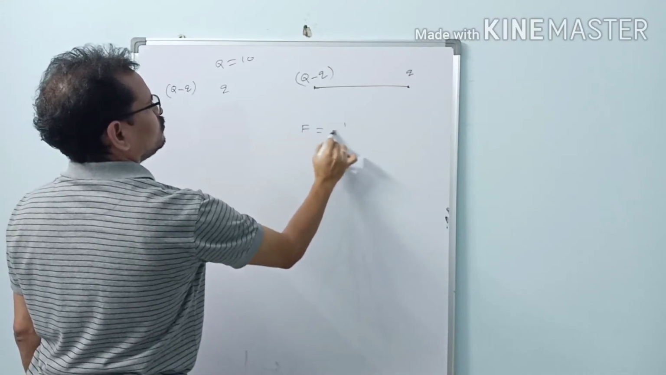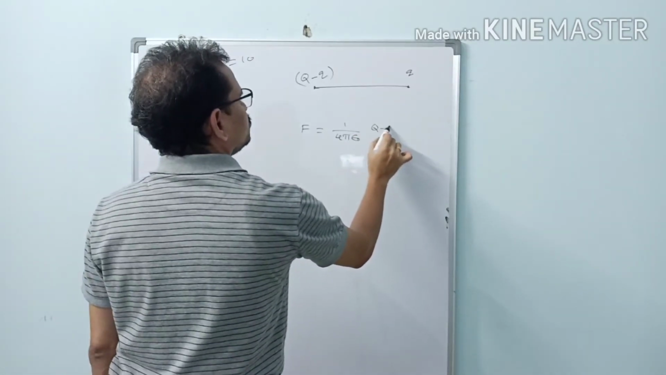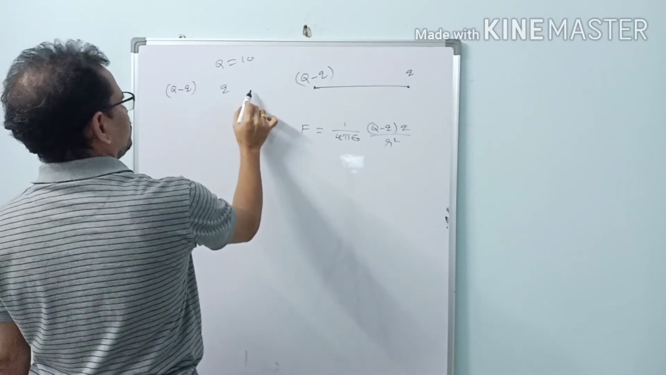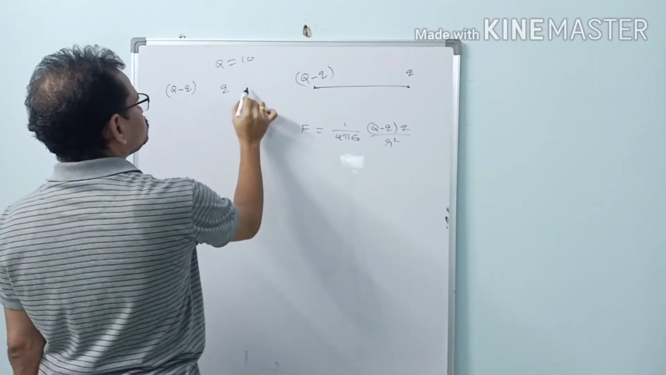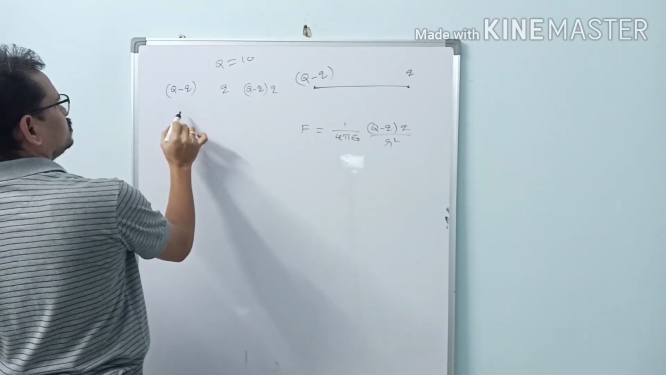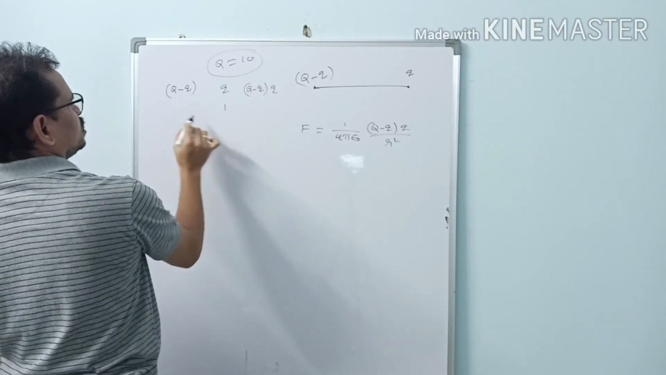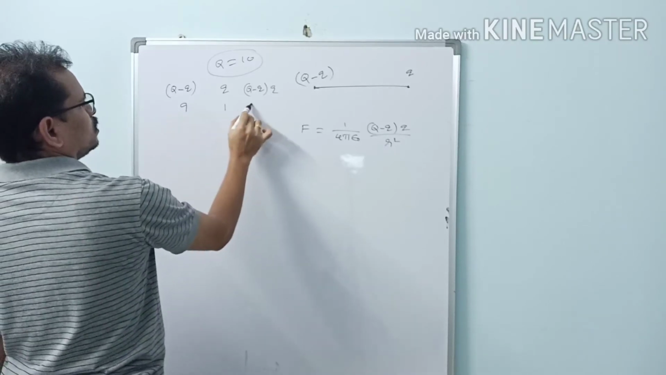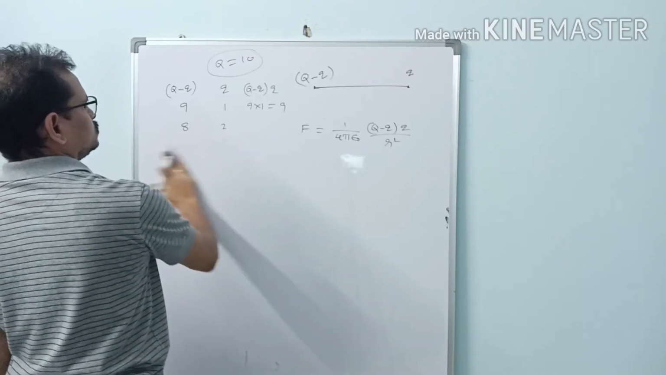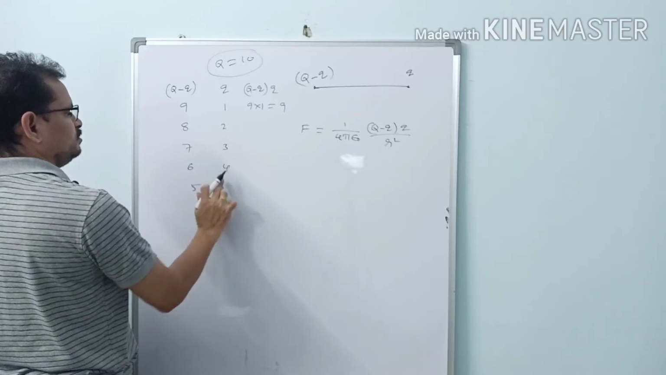Let us check here. So q, Q minus q, and what is the force formula? F equal to 1 by 4 pi epsilon naught, q into (Q minus q) by r square. So here let us take the product, q into (Q minus q). When Q equal to 10 units, let us start from 1, then this will be 9. So 9 into 1 equal to 9. Here if it is 8, 2, 7, 3, 6, 4, 5, 5.